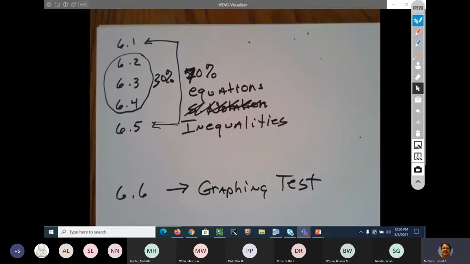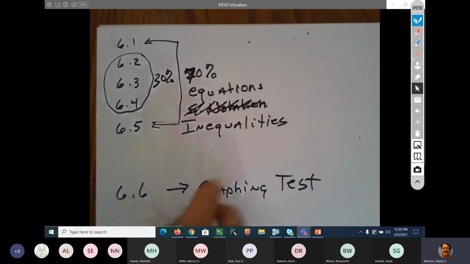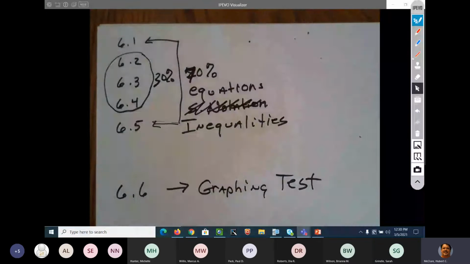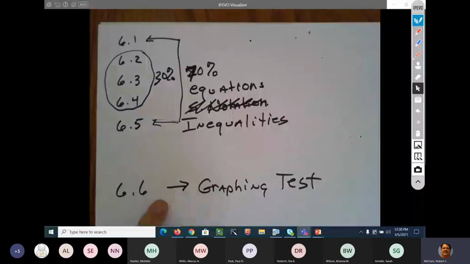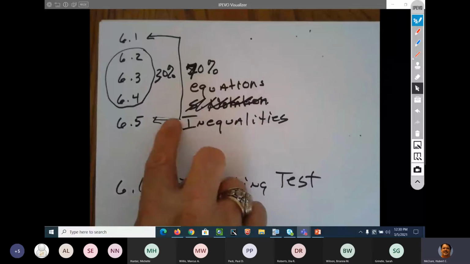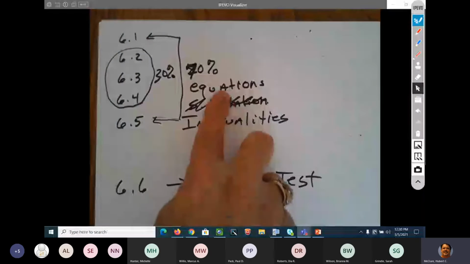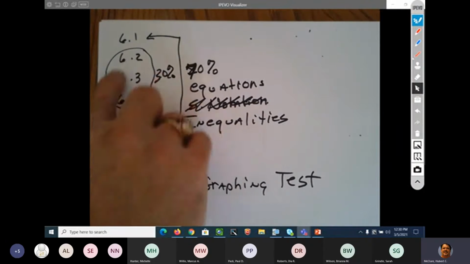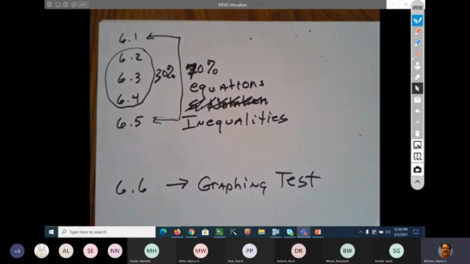So you're going to have two tests. You're going to have this one, which is called Test A, and then you're going to have this one, which is called Test B. It's called Graphing Test B. This one is 70% from 6.5 and 6.1, which is the equations and inequalities. And the rest of the test is going to come from these three sections.